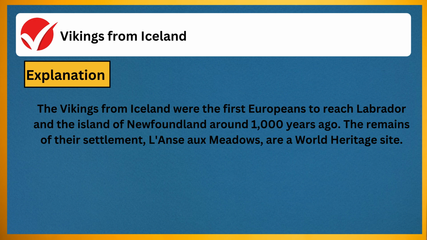The correct answer is Vikings from Iceland. Explanation: the Vikings from Iceland were the first Europeans to reach Labrador and the island of Newfoundland around 1,000 years ago. The remains of their settlement, L'Anse aux Meadows, are a World Heritage Site.